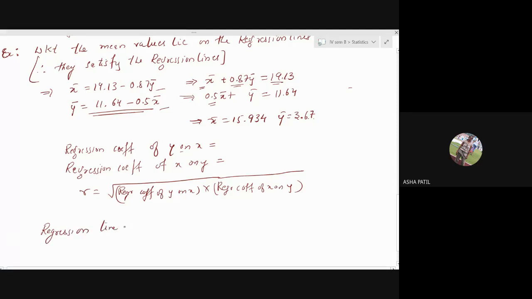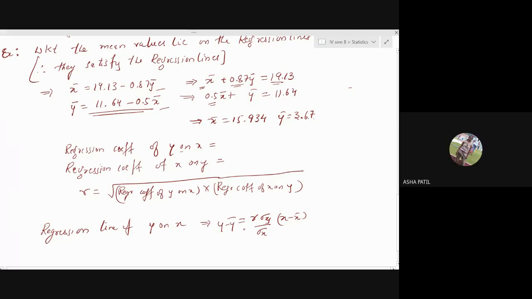Regression line of either y on x or x on y. Y on x, what's the line equation? Y on x means y depends on x. So y is equal to, what will you write? Y minus y bar is equal to R sigma y by sigma x into, is it right? What I have written? Yes, ma'am. What's the regression coefficient in the formula? It is R sigma y by sigma x, right?